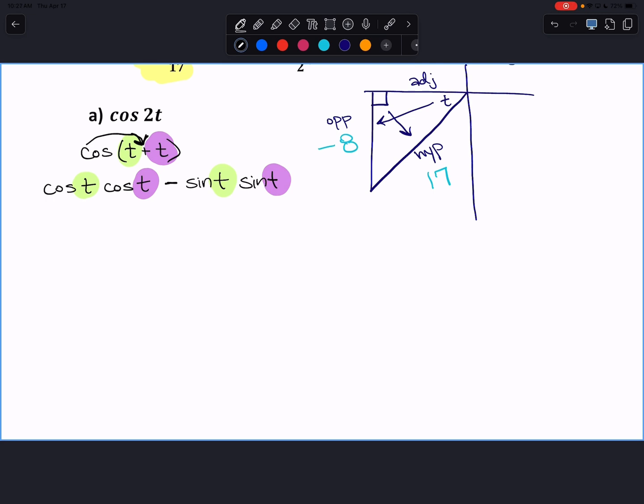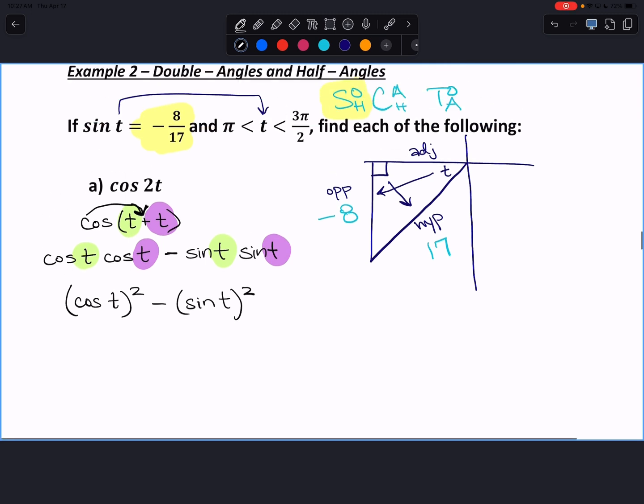So the cosine of angle 2t, I am going to rewrite it as cosine of t squared minus sine of t squared. Okay? Do you know what the sine of t is? It's negative 8 over 17. I gave you that, so we're going to square that, okay? But if you look, do you have cosine? Cosine is adjacent over hypotenuse. Adjacent over hypotenuse. Do we know adjacent? No, which is why that previous section I taught you is so helpful, okay?